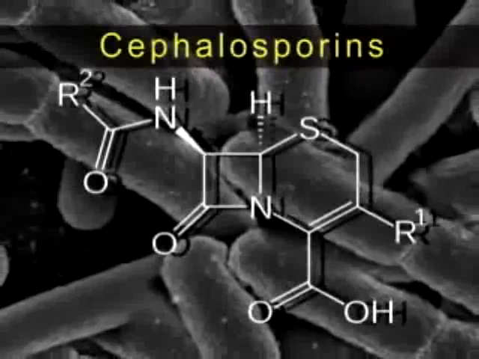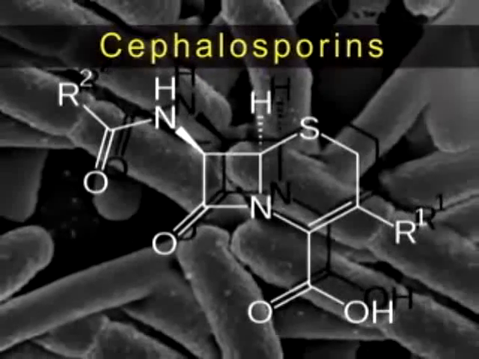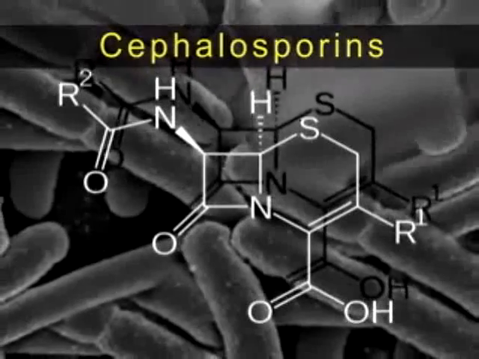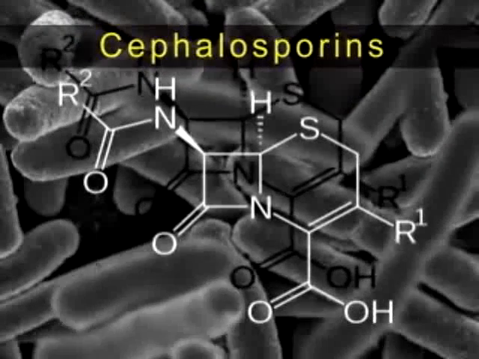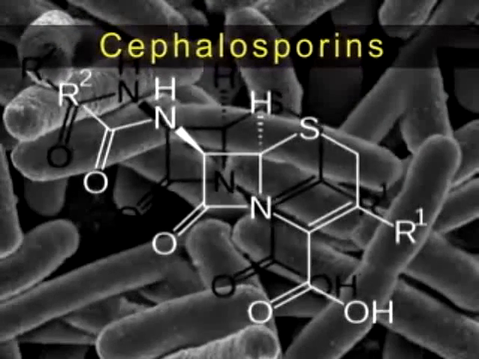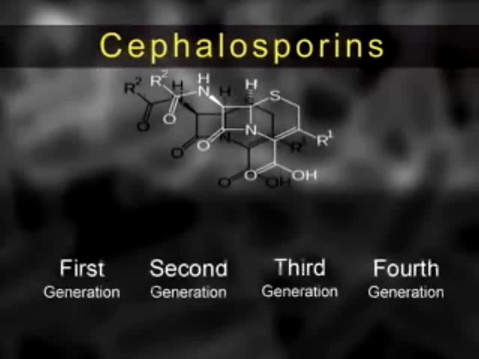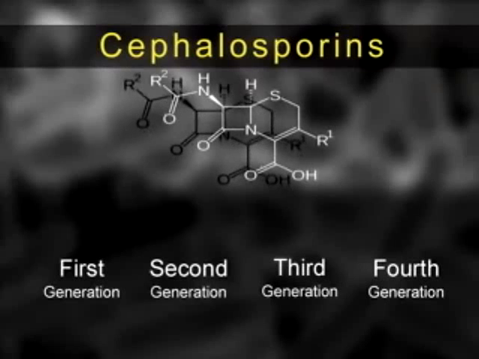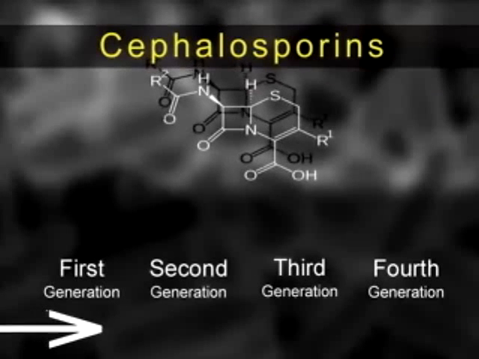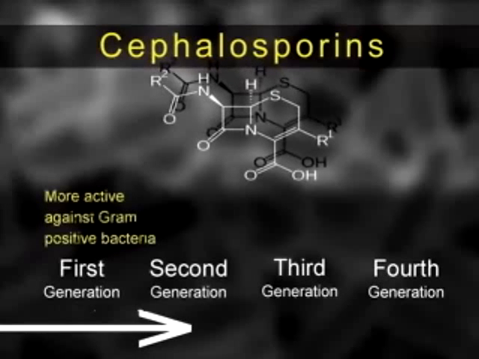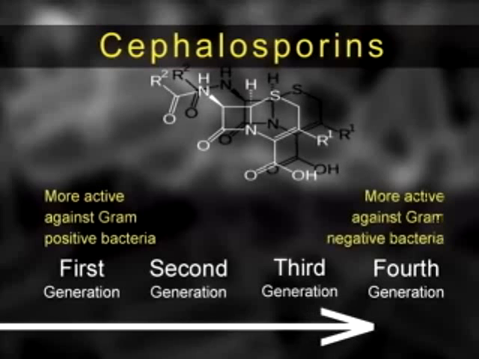Another class of antibiotics is the cephalosporins. Like penicillin, cephalosporins are bactericidal. They interfere with cell wall synthesis of the bacteria. When administered, they are widely distributed into most body fluids and tissues. Cephalosporins are classified in 4 generations based on their activity. In general, as they move from the first to the 4th generation, they become more active against gram-negative bacteria and less active against gram-positive bacteria.